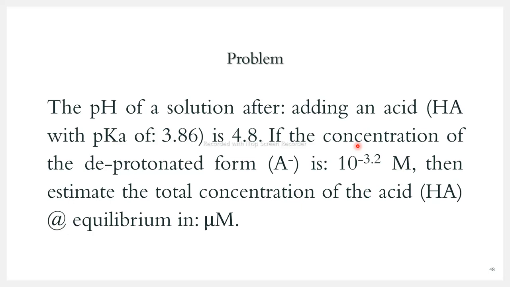Now the concentration of the deprotonated form, why is it so? Because the hydrogen plus ion, which is the proton, is removed. Only the A minus is remaining. A is a particular group. It is given as 10 to the power minus 3.2 molar. Then you have to estimate the total concentration of the acid, HA, written as the bracket of HA, at equilibrium in micromolar units. And the pKa value, which is required for pH calculation problems, is given as 3.86.